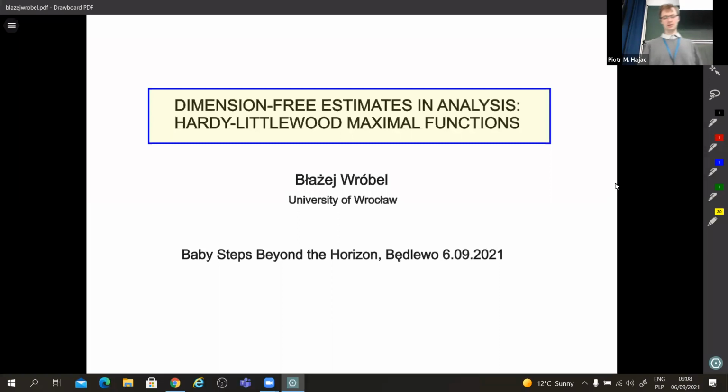Okay, so I'm going to speak about a topic called dimension-free estimates for Hardy-Littlewood maximal functions. And a large part of this is my joint work with Jean Bourgain, Mariusz Mirek, and Eli Stein. And some of the things that I'm going to speak about are recent works with people from Wrocław, Dariusz Kosz, Paweł Plewa, and Tomasz Szarek.